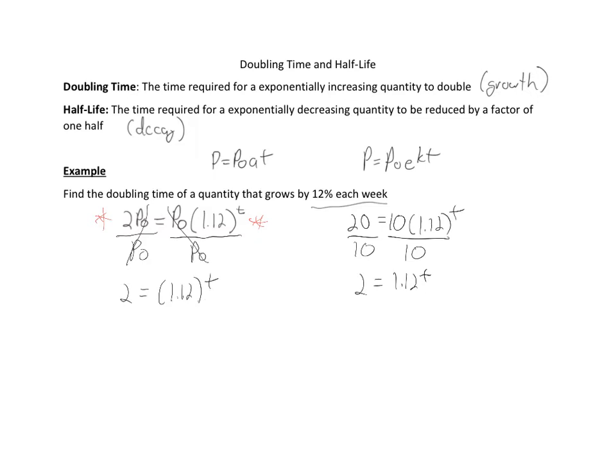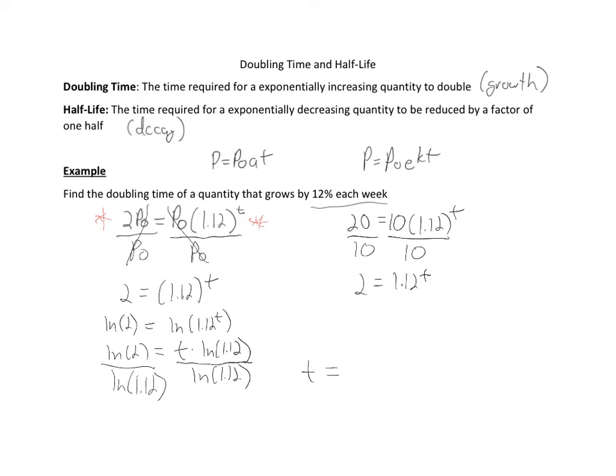That looks very similar to the problems we did the previous week. So we're going to solve that with natural logarithms. Natural log of 2 equals natural log of 1.12 to the T. Natural log of 2 equals T times natural log of 1.12. We divide by that, and so we get T equals 6.12. We want to keep in mind our input variable here. We're finding the doubling time in weeks, so this is 6.12 weeks. In other words, it would take this item 6.12 weeks to double its initial value.